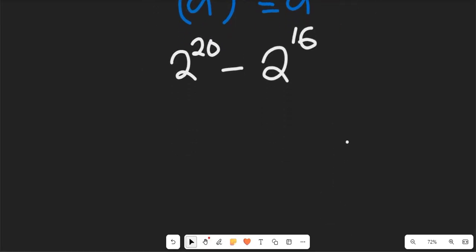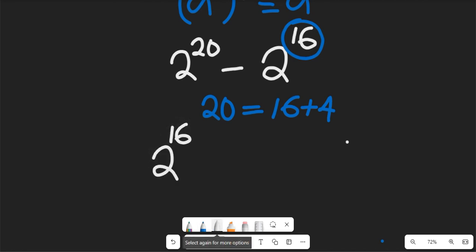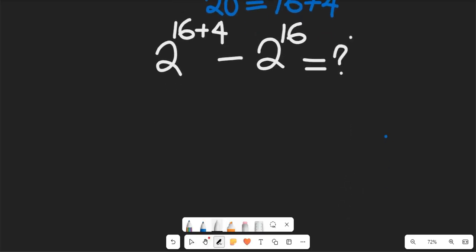To simplify further, I want you to bear in mind that I can simplify 20. 20 can be equal to 16 plus 4. Now, why am I doing this? So as to have another index in which 16 will exist. If I simplify that, I'm going to have that expression give me 2 to the power of 16 plus 4, minus 2 to the power of 16. And this will give me what solution? The law of indices permits me to isolate this, right? Remember the law of multiplication of indices.